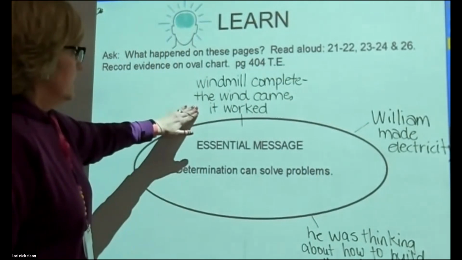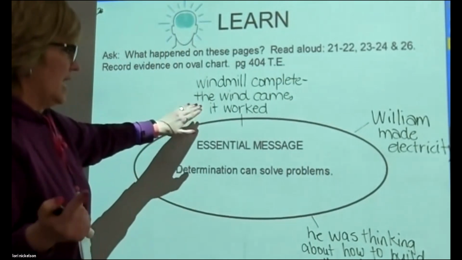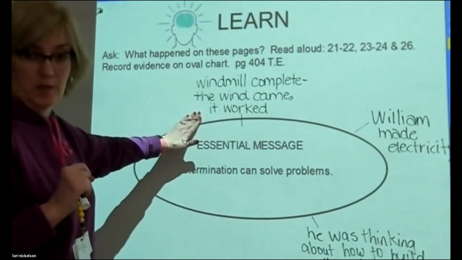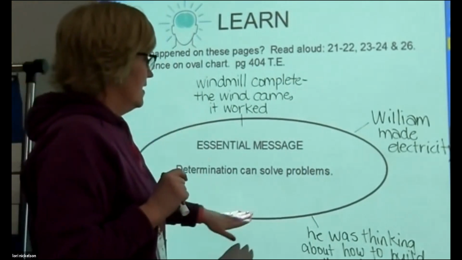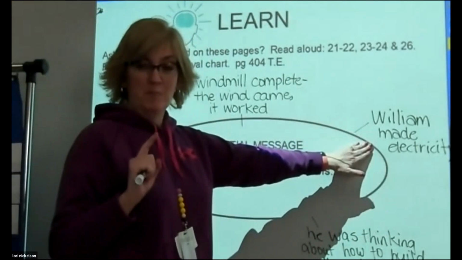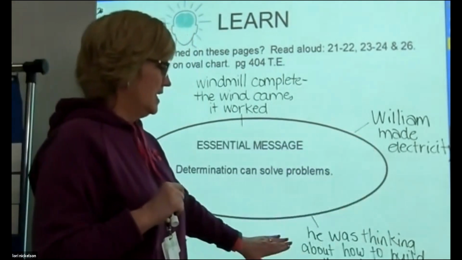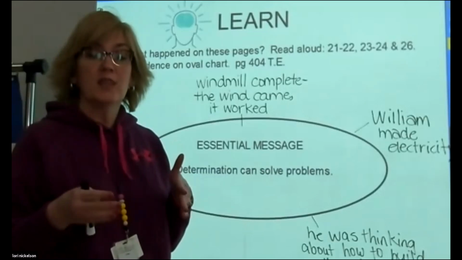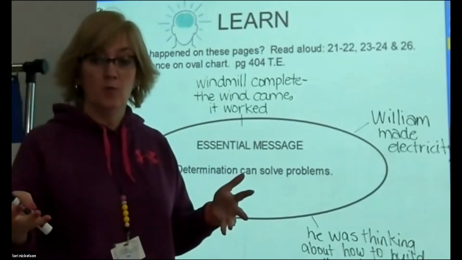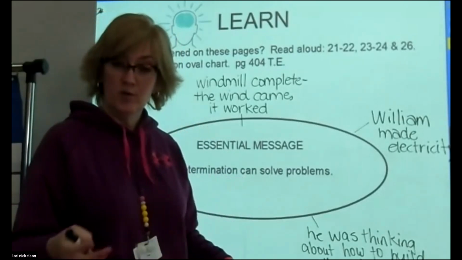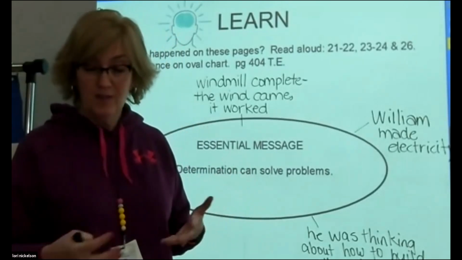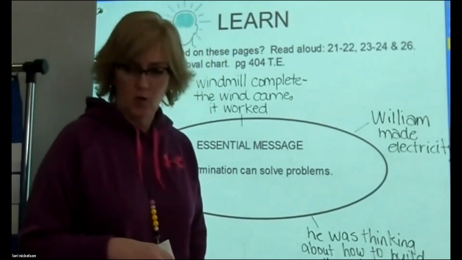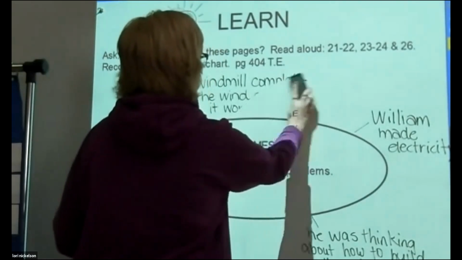Okay. So our essential message here, let's think about what we have. We have the windmill was complete and the wind came and it worked. So he never gave up. He completed that windmill and it worked. He was still determined. He made electricity. And even more determined because he saw how the first one has worked. He was already thinking ahead on how he could make another one to help pump water to his country, to help give them the opportunity to make food and have food. All right, so let's move on.